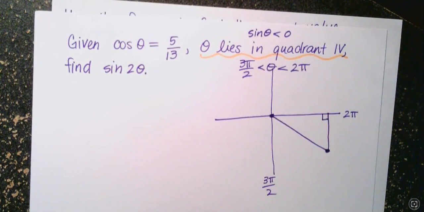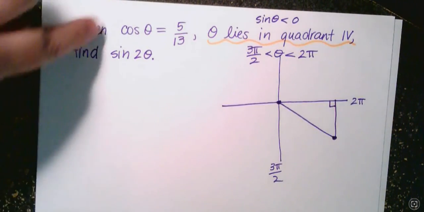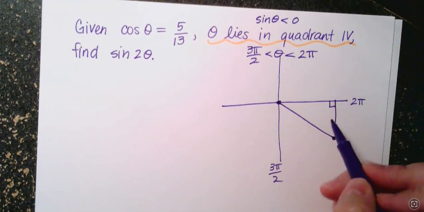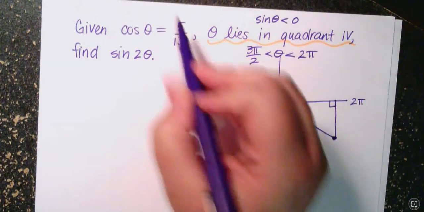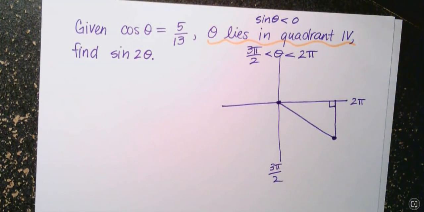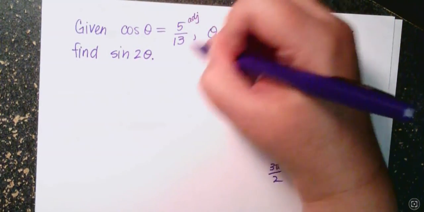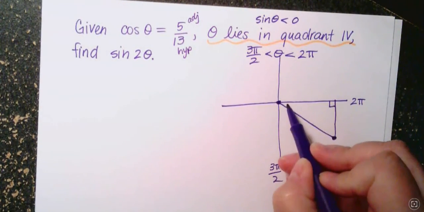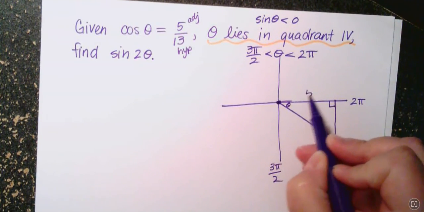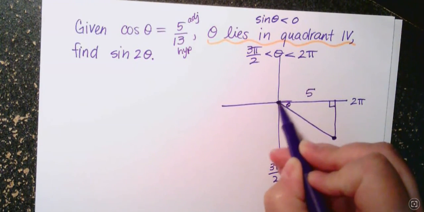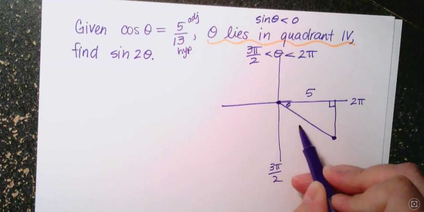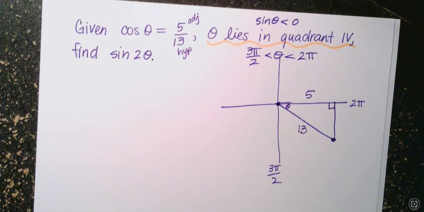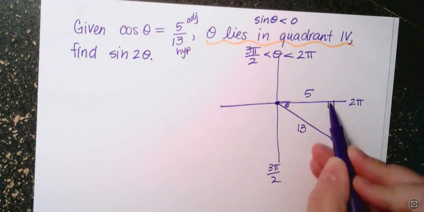Now I'm going to fill in the information they gave me about theta. They told me that the cosine of theta is positive 5/13. Well, remember SOHCAHTOA, cosine is the adjacent over the hypotenuse. So that means my adjacent side is 5. Theta is actually over here, but this is where we're doing it from. 5 over the hypotenuse, which is 13. Okay, so now I just need to figure out what the other side is for this triangle.